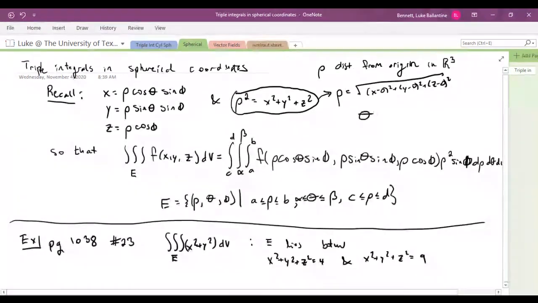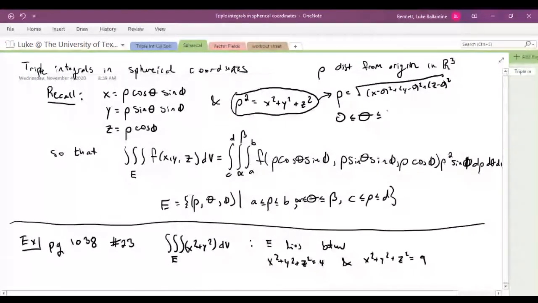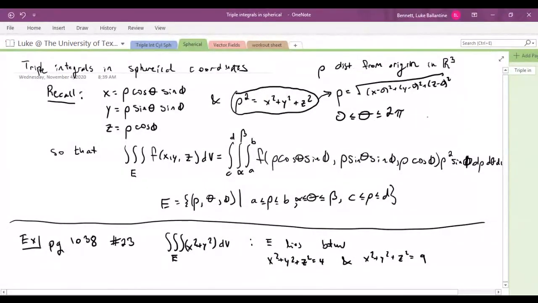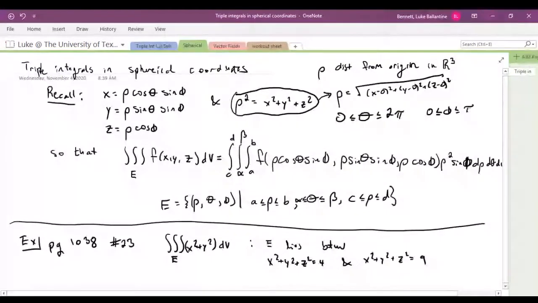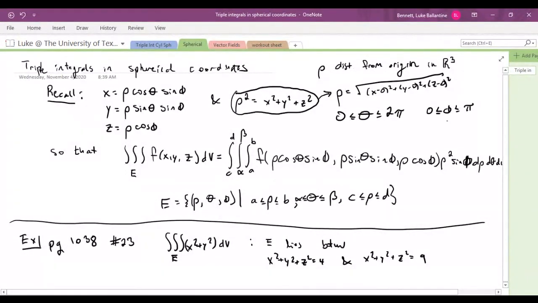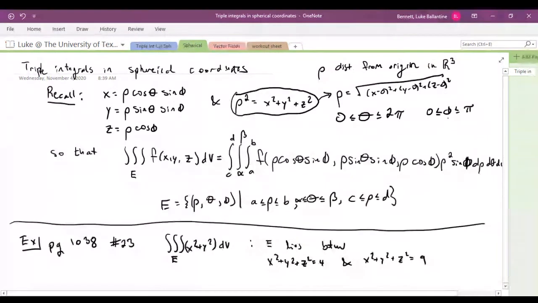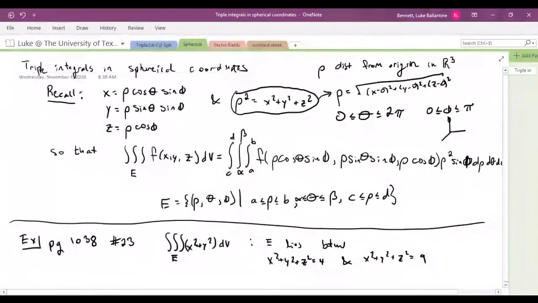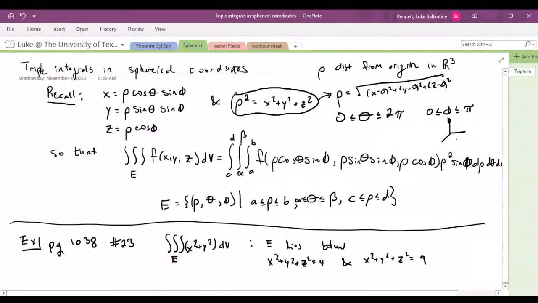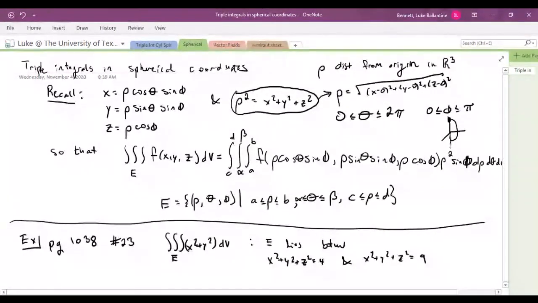Theta is the same theta, 0 to 2 pi. And then remember, phi is in between 0 and pi. And it's the measure from the positive z-axis downward. So if we have x, y, z, you would start counting phi from up here, and then you just go down until you get to the negative z-axis, because that would be an angle of pi, from the positive z to the negative z. Okay.